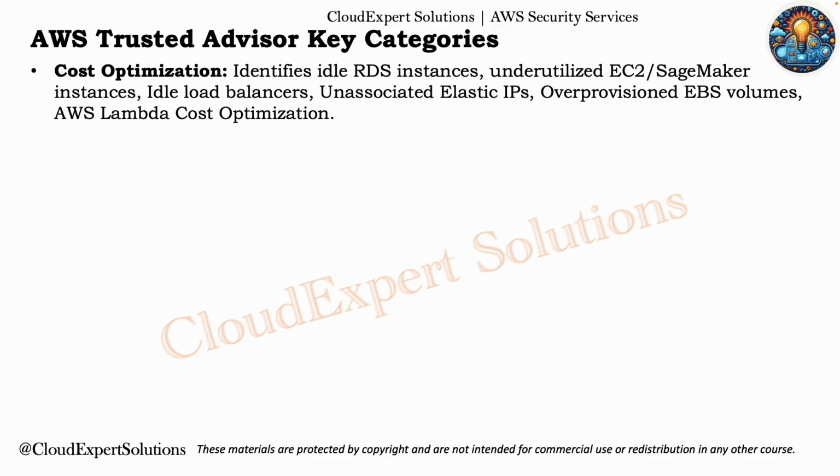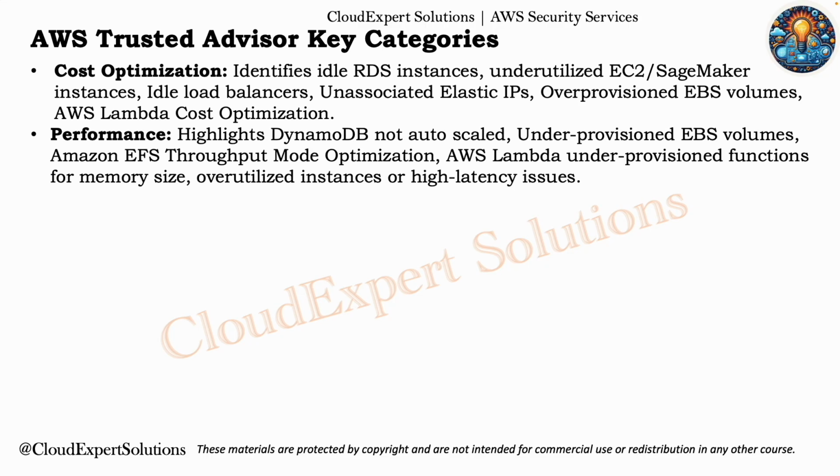Then we have performance. And this is to identify any under-provisioned resources or points of performance bottlenecks. As an example, maybe DynamoDB tables that are not auto-scaled, or any under-provisioned EBS volumes, or any overutilized instances or high latency issues in your account.